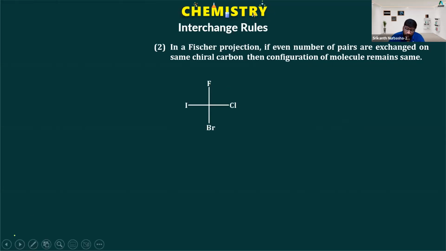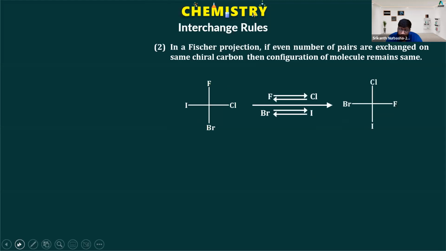Like I have given a chiral carbon to you like this: carbon iodine, carbon fluorine, carbon chlorine, carbon bromine, and you have exchanged fluorine with chlorine. This is only one chiral carbon. You have exchanged fluorine and chlorine and exchanged bromine and iodine. You have performed an even number of exchanges. In that case, what happened? Bromine iodine exchange. Bromine will go in this direction. Iodine comes to this position. Chlorine and fluorine positions are also changed.